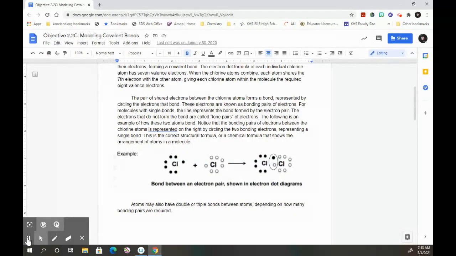So in this example shown on your pages, we have two chlorine atoms that are going to bond together. And each of them has 7 valence electrons, so those are shown in the dots around the chlorine atoms. And each one has 7, they want to get to 8. So they get to 8 by sharing those two single electrons. So you just put a circle around those two electrons to show that they are shared. And now each chlorine atom has 8 valence electrons.